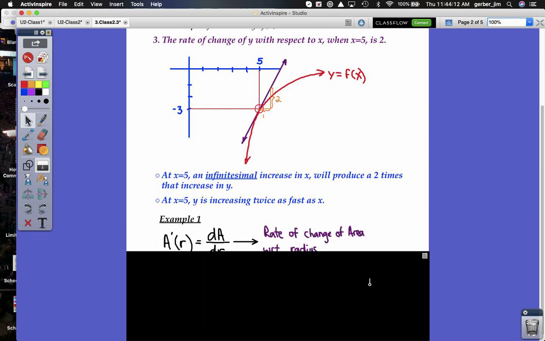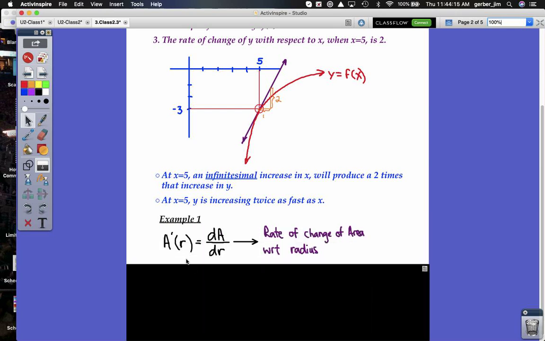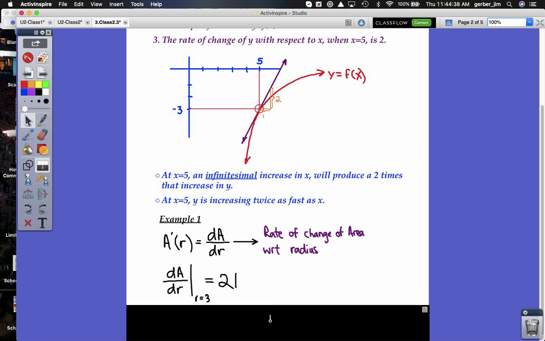Suppose that I have this. I'm given A prime at r, and because A prime at r is sort of non-specific, I'm going to tell you that A prime at r means dA/dr, and that in this example, A represents area and r represents radius. So maybe we think of something like a circle. dA/dr is the rate of change of area with respect to radius. And suppose I give you this: dA/dr at r equals 3 equals 21. And my question is, what does this mean?